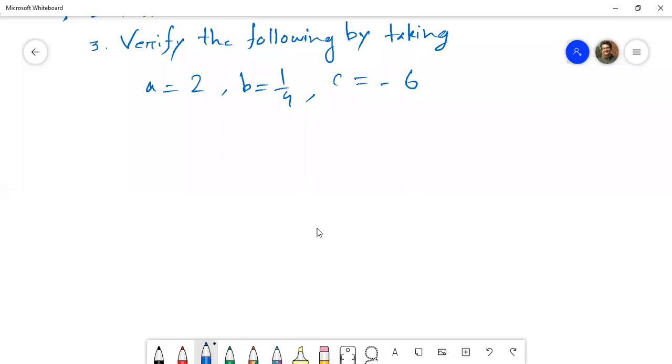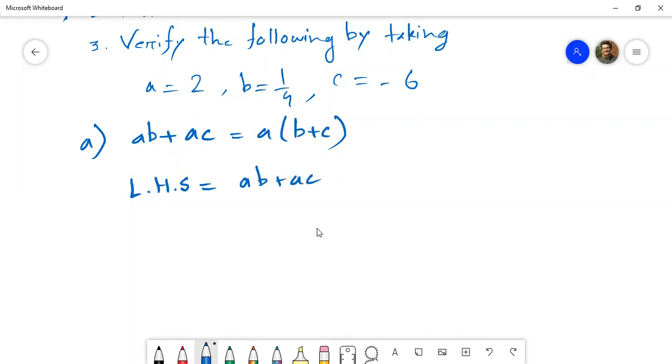So this is the first question. You have to verify that AB plus AC equals A times B plus C. So what you need to do is take the left-hand side, AB plus AC, and put in the values: 2 times 1 by 4. This dot here represents multiplication.